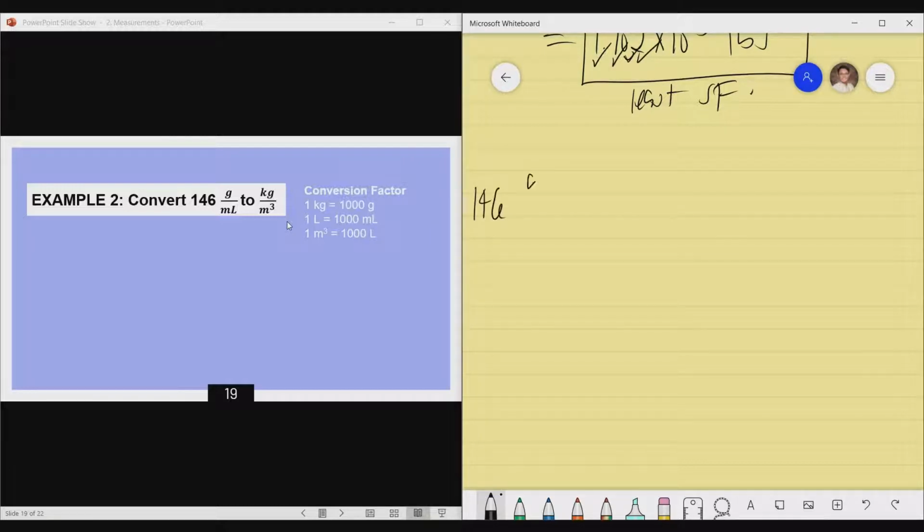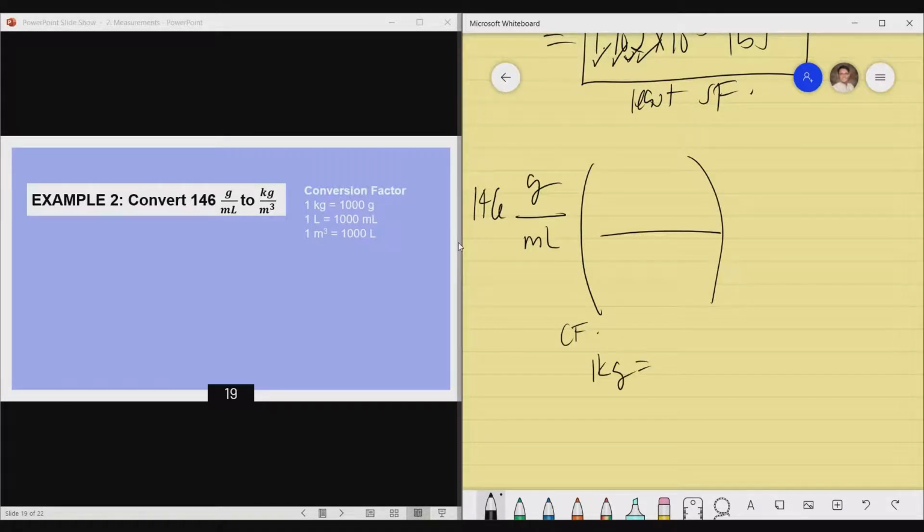Again, 146 gram per milliliter. So I will be using the first conversion factor. So to make things easier, choose between gram or milliliter, the first unit that you want to convert. So in this case, I want to convert gram first. Okay? So from the conversion factors, which pair shows you the unit gram? This one. 1 kilogram is equal to 1,000 gram. So I will be using that first conversion factor.